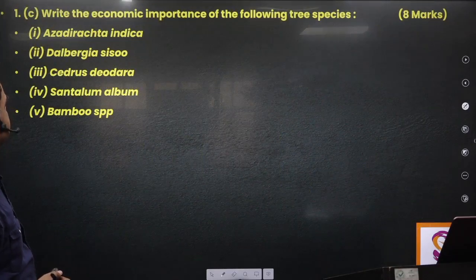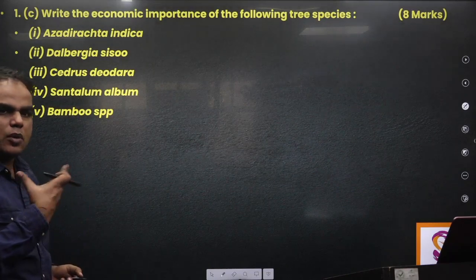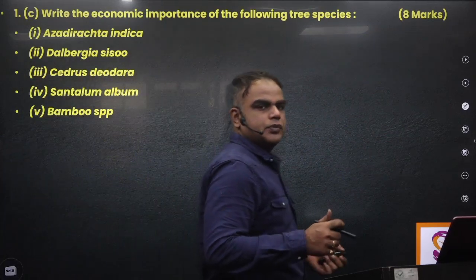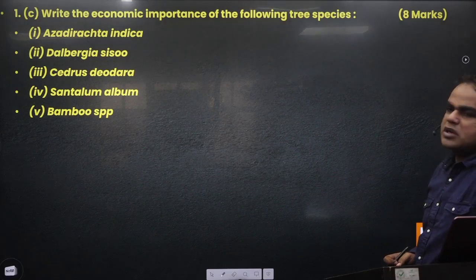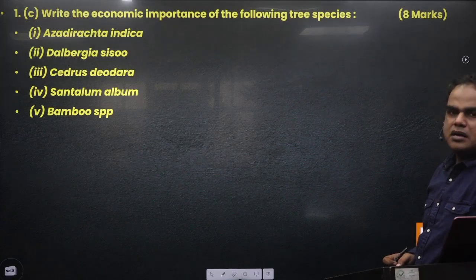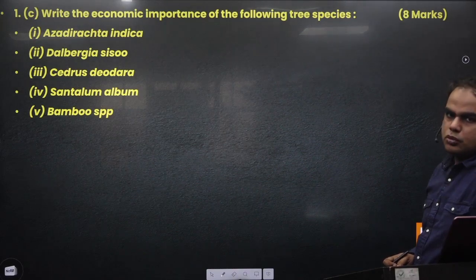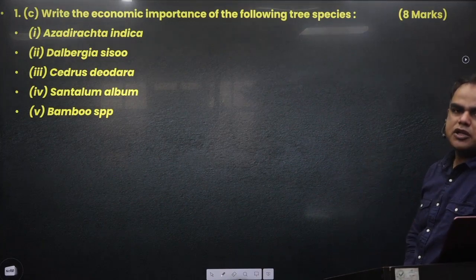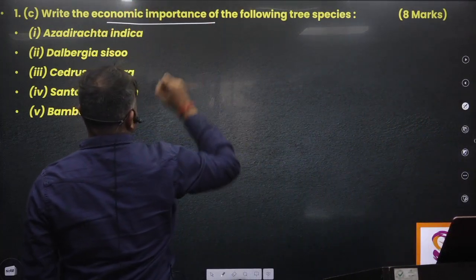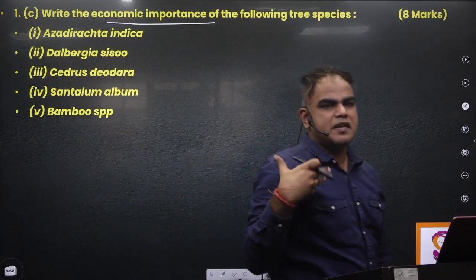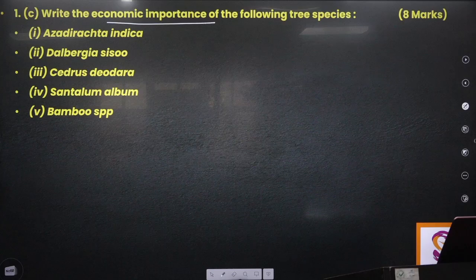Now question number 1C, again an 8 mark question, and again a lot of species are there, and this is how I want to introduce the species to you. Write down the economic importance of the various tree species: Azadirachta indica, Dalbergia sisu, Cedrus deodara, Santalum album, and bamboo. When you read your Silviculture of Indian trees, the very first thing they highlight is the economic importance of the following tree species. This is so that we get familiar and understand this better. So we'll see how to answer questions like this.